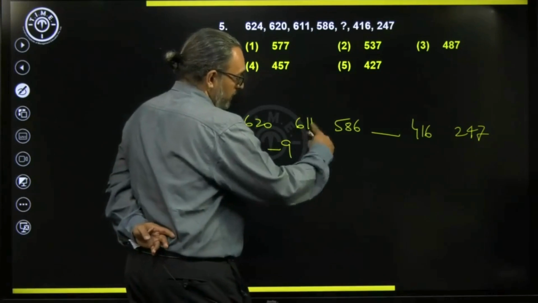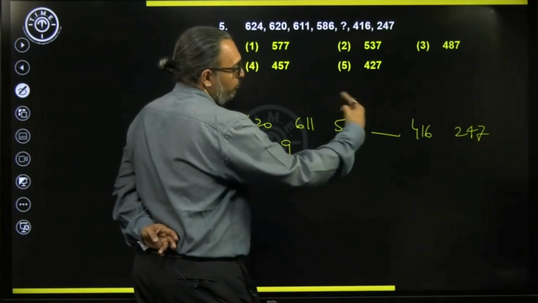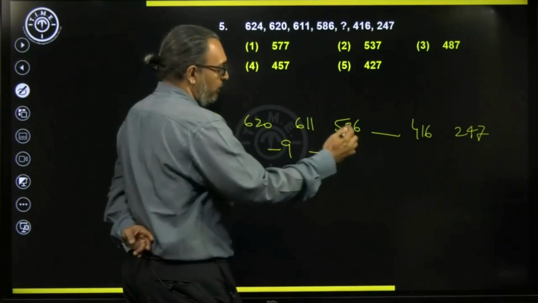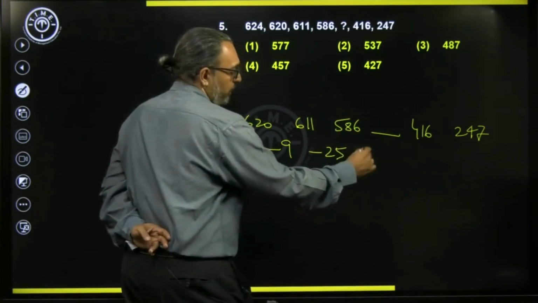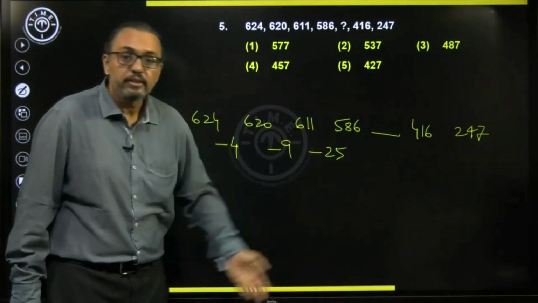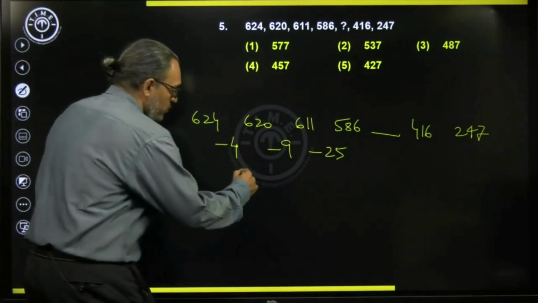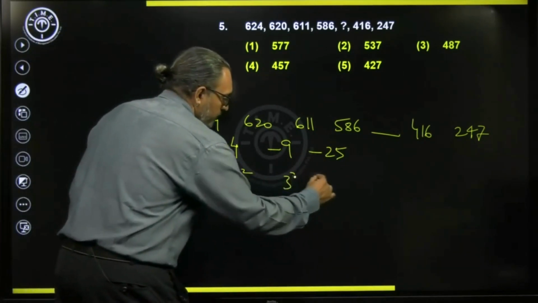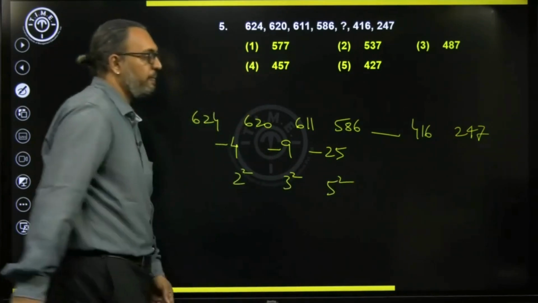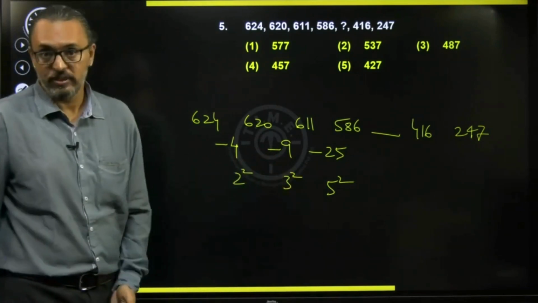This is minus 11, I'll get 600, and from here it is 14 more. So 11 and 14 when you add, you get 25. So negative 25. So what are these differences that you are having here? Can I say that they are squares? Because this is 2 square, 3 square, 5 square, right? 2, 3, 5. So they are prime number squares.